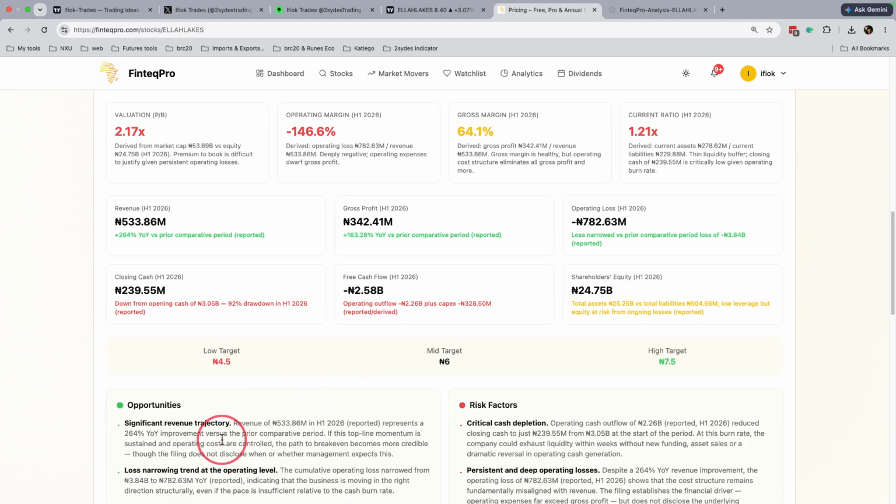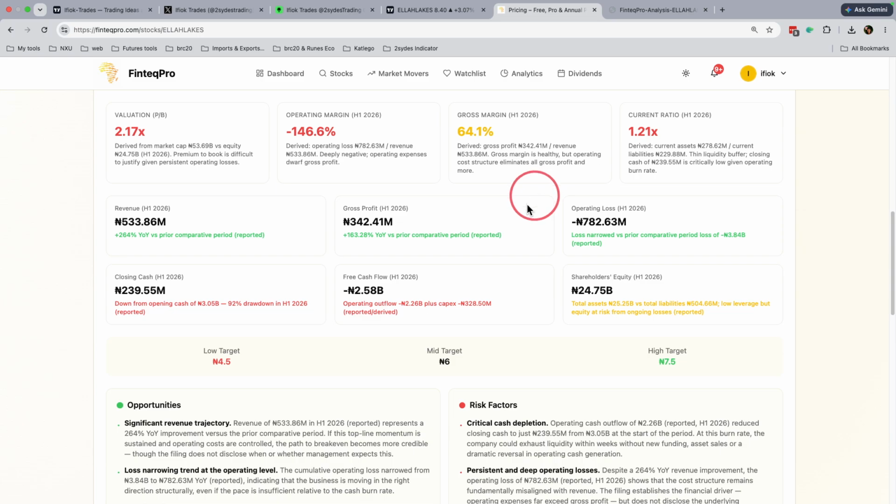So basically, significant revenue trajectory. The revenue is 533.86 million, and that's what you capture here. It's a growth of 264%, right? And so that's the number 1 reason why I am optimistic about Ellah Lakes fundamentally, because the revenue has risen, you know, year to year.